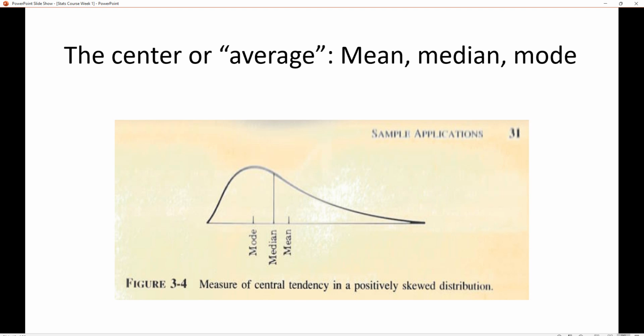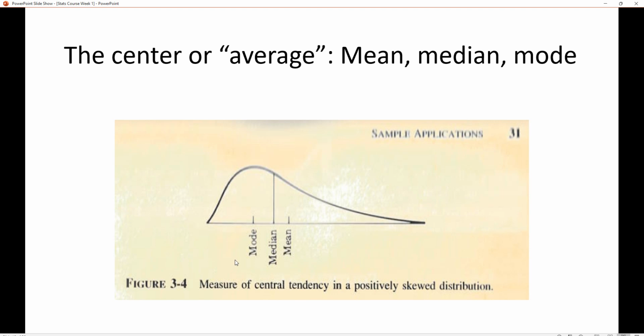And now we'll cover the center. Three statistics that can give us information about the center are the mean, median, and mode. In this graph, we see the measures of central tendency in a positively skewed distribution. We call it a positively skewed distribution because we have our tail trailing off to the right. If this tail, this long edge, was pointing to the left, we'd call it a negatively skewed distribution.